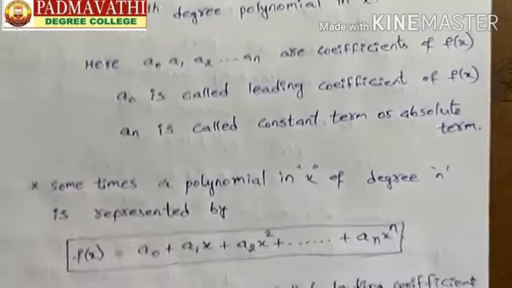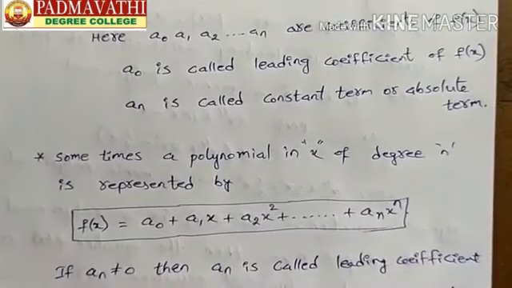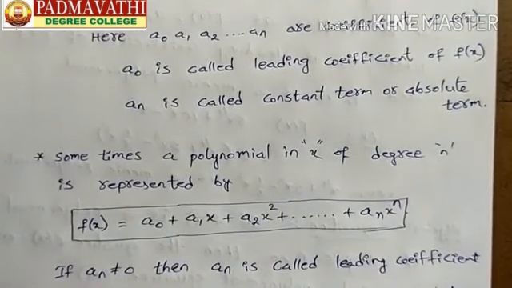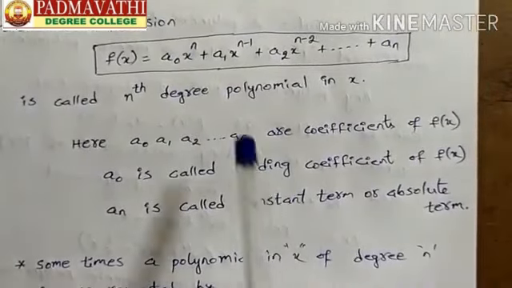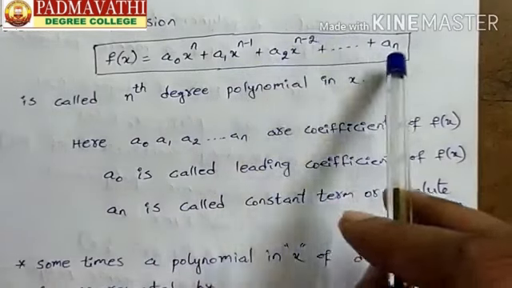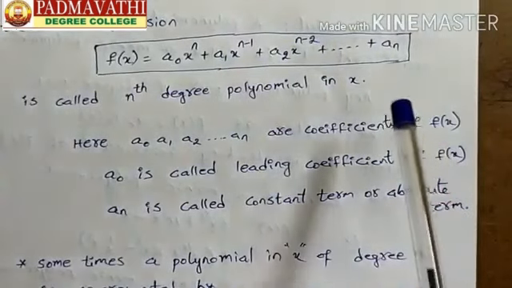Sometimes a polynomial in x of degree n is represented by some different notations. In the first example we took f of x equal to a naught x power n plus a1 x power n minus 1 plus a2 x power n minus 2 and so on, plus an. This is the general form.